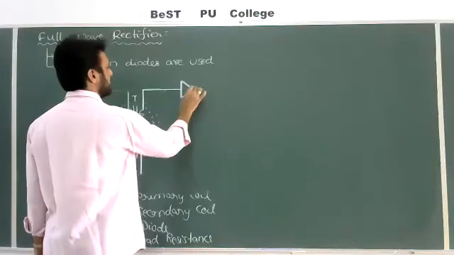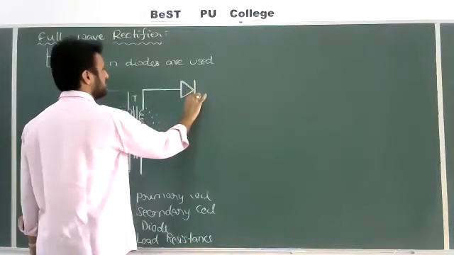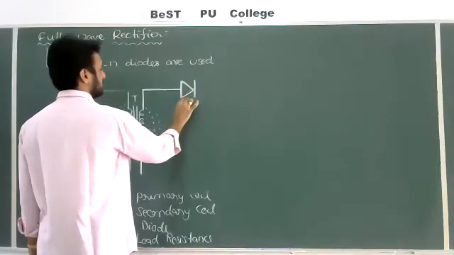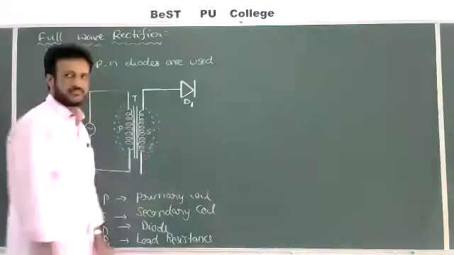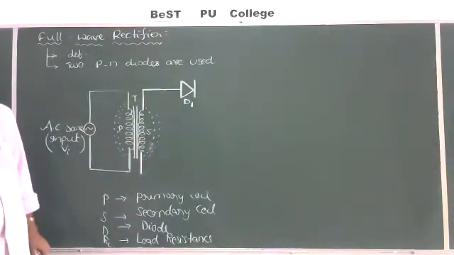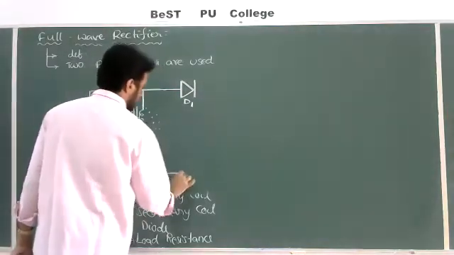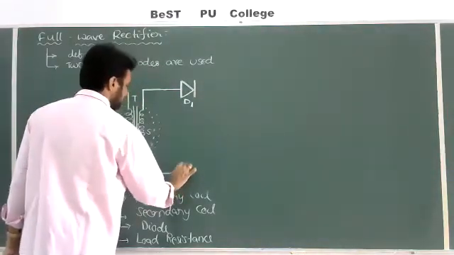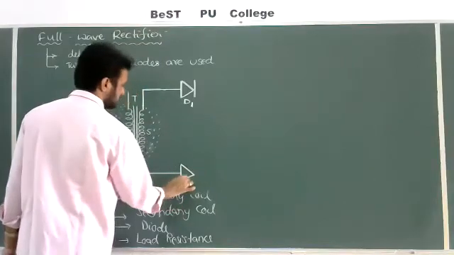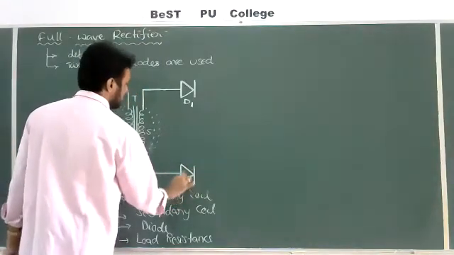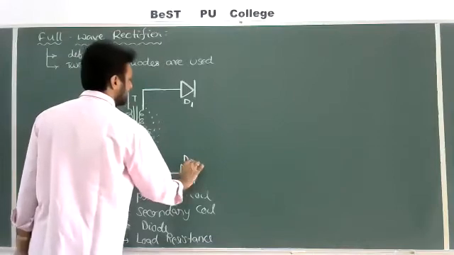In a full wave rectifier, how many diodes are we using? 2 diodes. One is D1, so in a full wave rectifier, 2 diodes are used. I'll draw the 2 diodes here in the circuit diagram. You should draw the diagram like this. There are 2 diodes, one is D1, the second is D2.